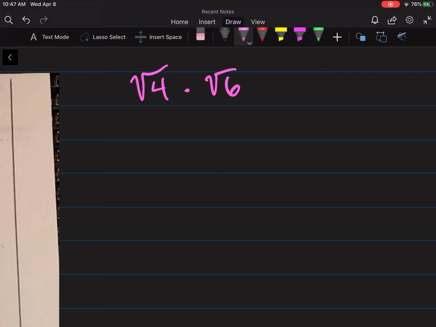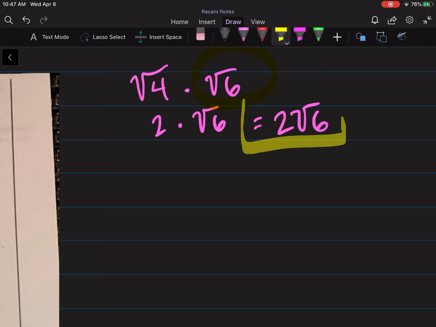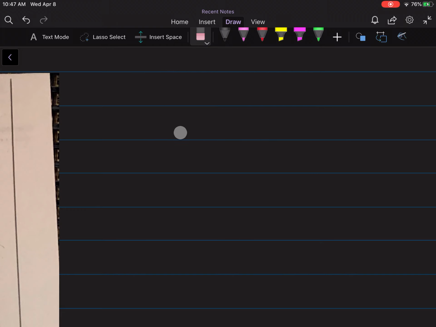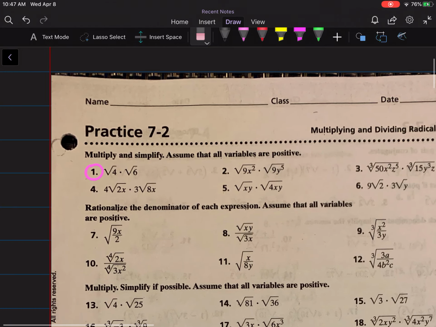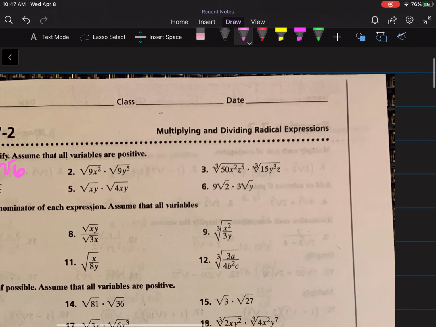So now we know that the square root of 4 is 2, times the square root of 6. I'm just going to write that 2 square root of 6, because this part right here, we can't really do anything with it. So this is your answer. 2 square root of 6. That's as simple as that one gets. So that one's pretty easy. 2 root 6. So that is your answer for number 1.